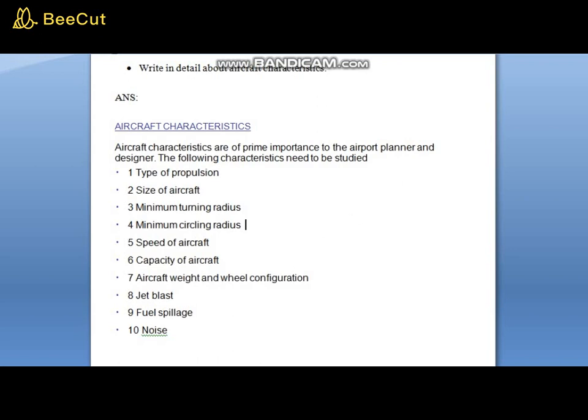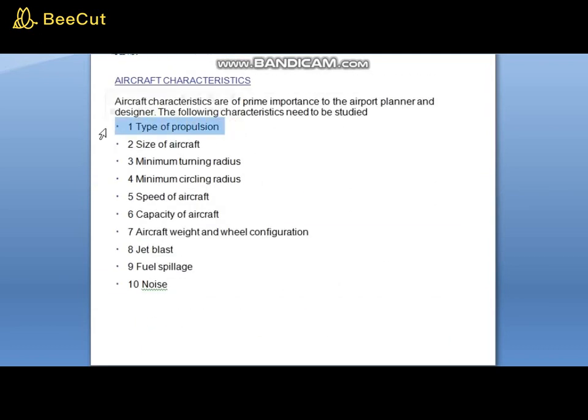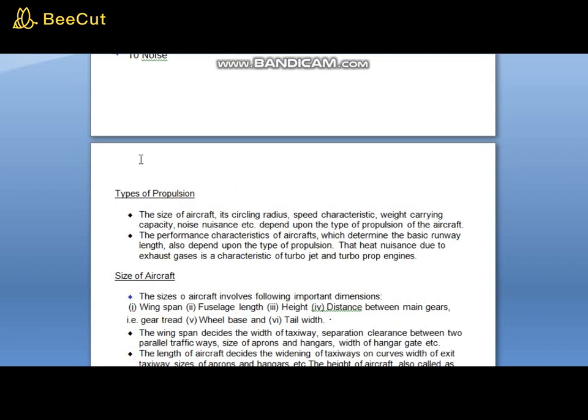Generally, aircraft characteristics will be asked for 5 or 10 marks. So only the names of these 10 aircraft characteristics are not sufficient. We need to describe these characteristics in detail, so we need complete detail on this. As the first is type of propulsion, we need to describe it. The size of aircraft, its circling radius, speed characteristics, weight carrying capacity, noise emission, etc. depend upon the type of propulsion of the aircraft.